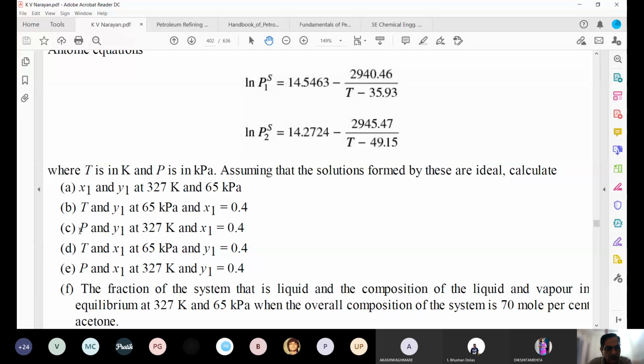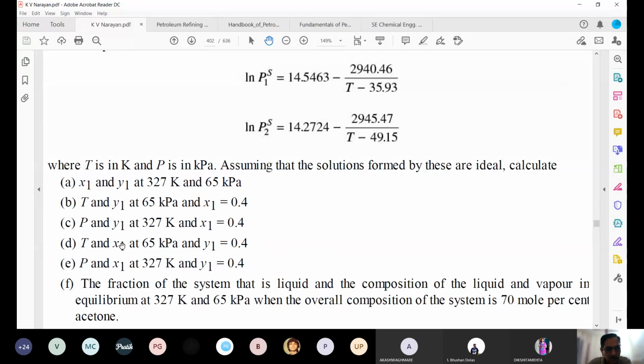And pressure and X1 are given. Bubble point temperature calculation, sorry. And when temperature and liquid composition are given, and we have to find pressure and Y1, we are again doing a bubble point pressure calculation. Y1 is the bubble point composition and pressure for that temperature.